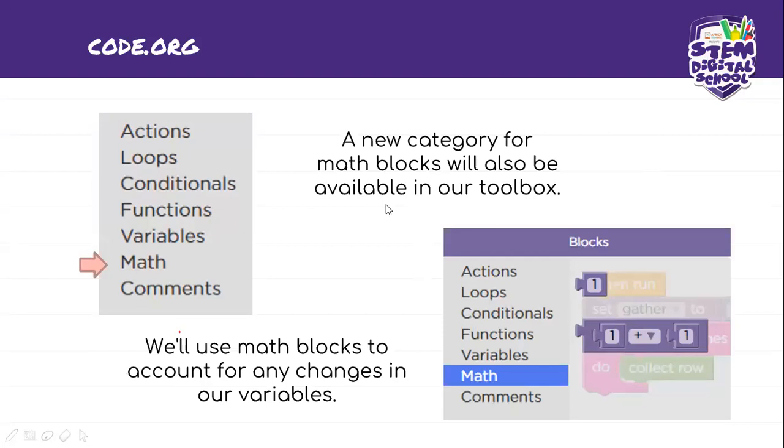We'll use math blocks to account for any changes in our variables. Okay, so here we can add in any value we want. You can see the number blocks or the puzzle blocks. You can put them in here. Down here in your drop down, you will have all different kinds of options available to you, okay? Pluses, minuses, multiplication, and then we can assign certain values as well. And you might think, how are we going to use that? But we will see going forward.